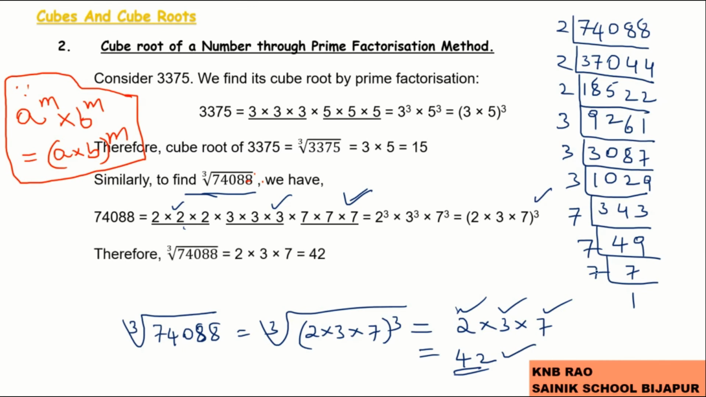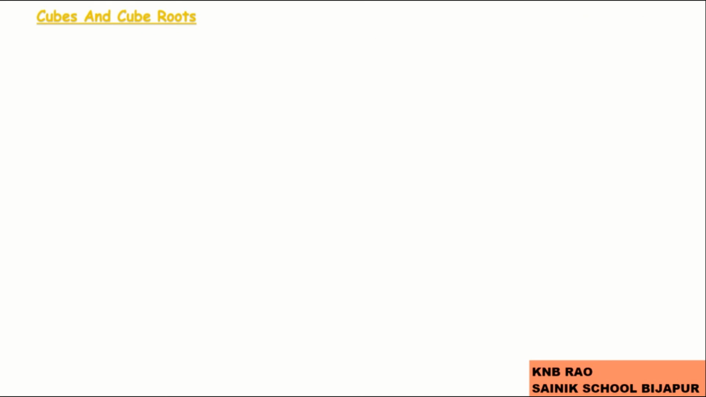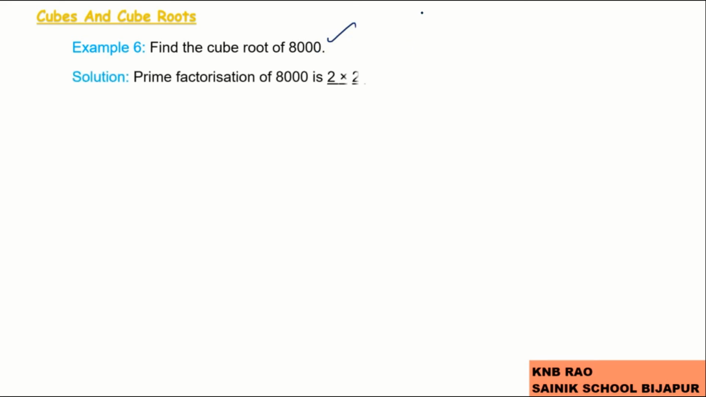So the same thing we will see for 1 or 2 more examples. Here, example number 6. This is from your textbook. Find the cube root of 8,000. To find the cube root of 8,000, first we will find the prime factorization of 8,000. So the prime factorization of 8,000 is 2 multiplied by itself 6 times and 5 multiplied by itself 3 times. Put together, 2 is in triplet twice and 5 is a triplet once.